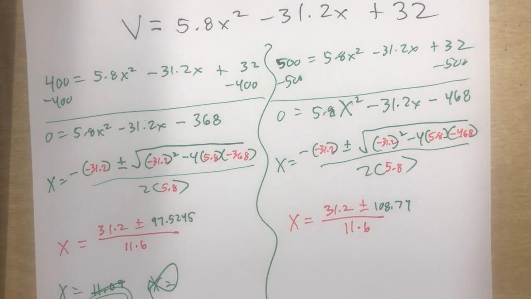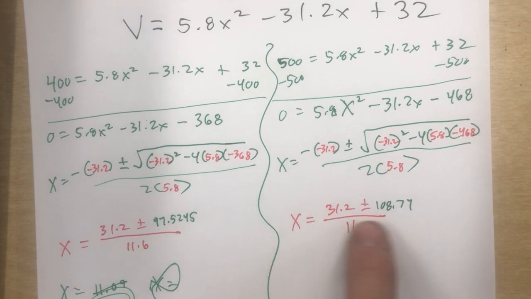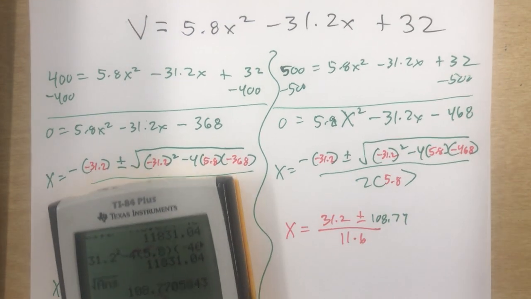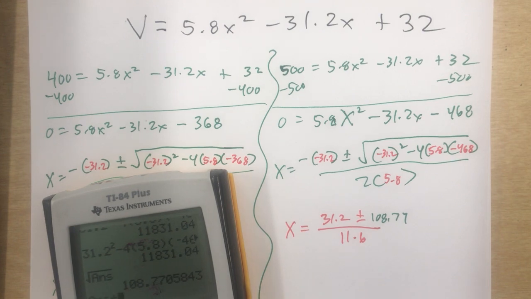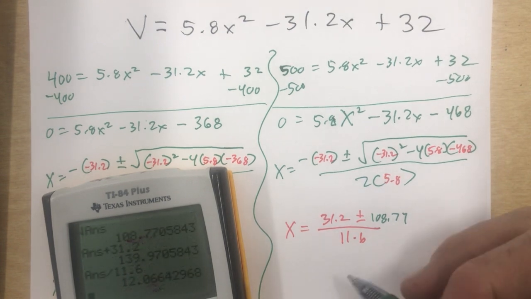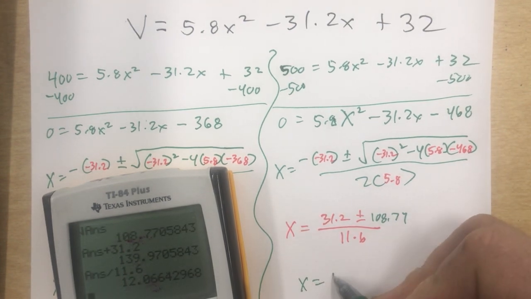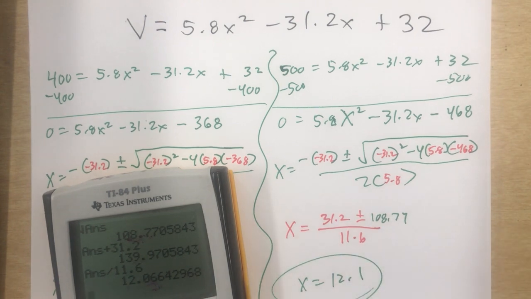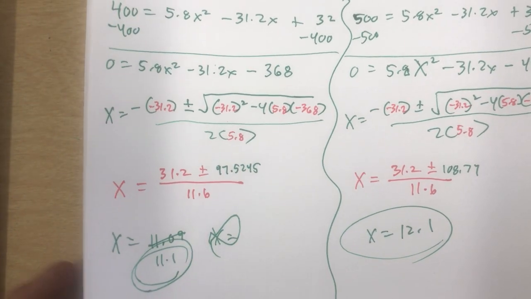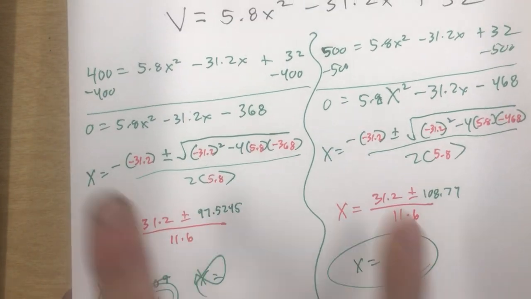Okay. And if I minus this, it's going to be negative like the last one was, so I'm not going to bother doing it. So I'm going to add 31.2 and divide by 11.6, and that gives me 12.1. So 11.1, 12.1. So x has to be between these two values to get these two areas.